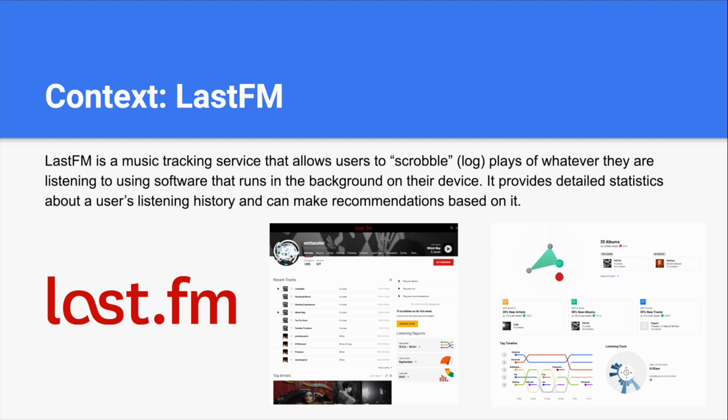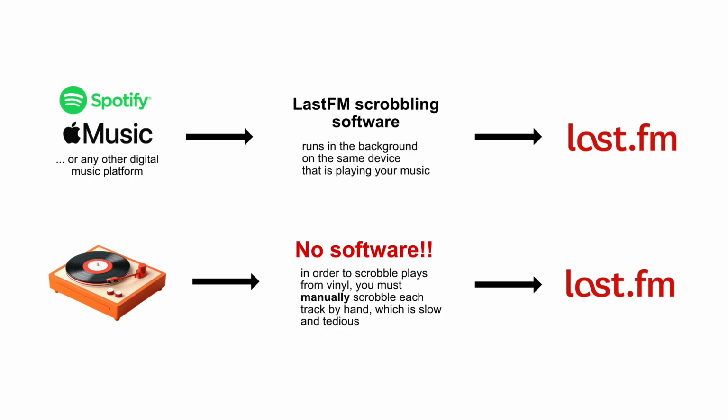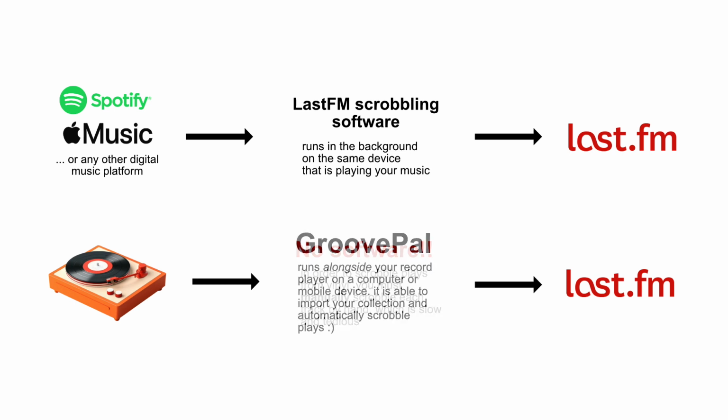It provides detailed statistics about a user's listening history and can make recommendations based on it. While both of these services are popular among music collectors, there is unfortunately no easy way to scrobble songs played on physical media like vinyl, since there is no supported software that runs on the setups that play it. We integrated the Discogs and Last.fm APIs, as well as our own database, to enable users to scrobble those listens quickly and easily, and provided other useful features that use data from both services.